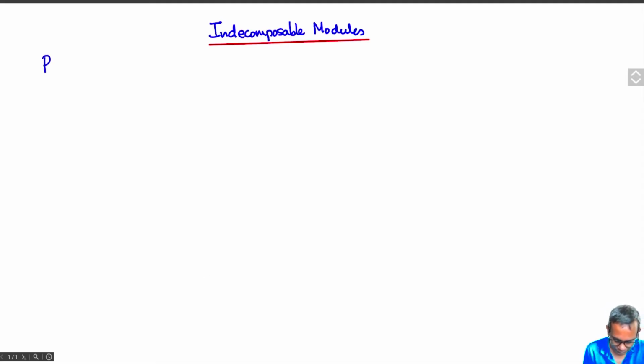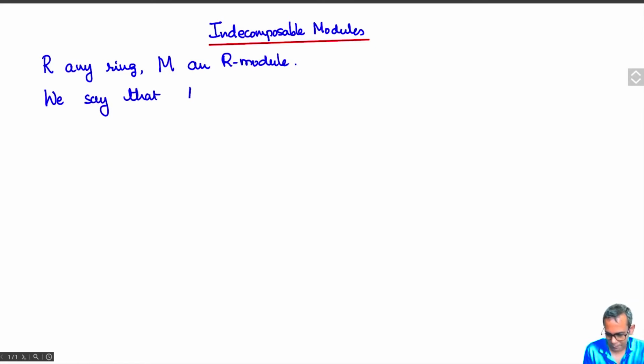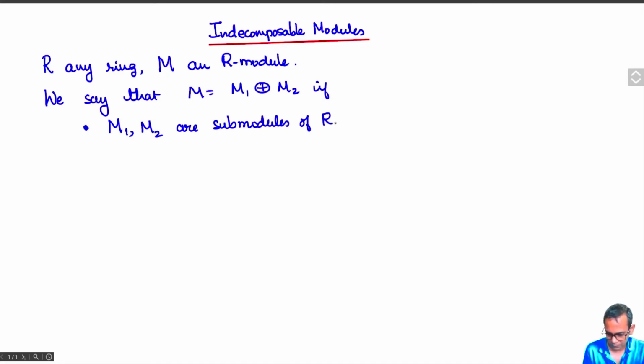So let R be any ring, M an R module. Okay, so we say that M is equal to M1 direct sum M2 if the following conditions are satisfied. Firstly, M1, M2 are submodules of M. In other words, they are abelian subgroups of the additive group of M, and they are closed under the operations from R. Okay, when I say R module here, I'm talking about a left R module.